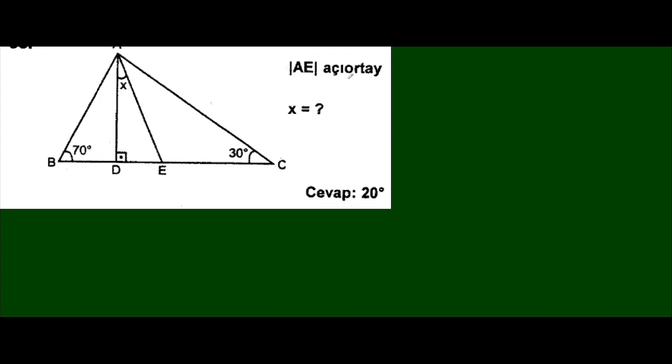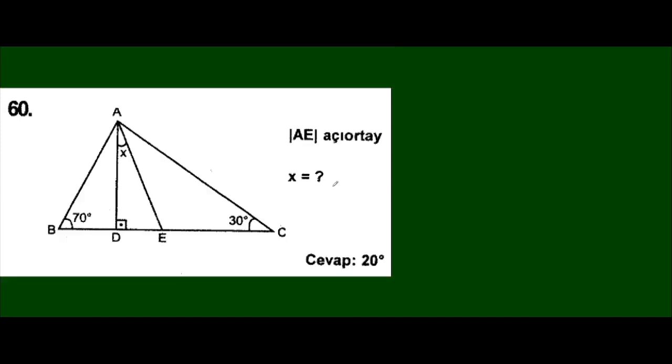It is given that AE is a bisector of the triangle ABC. It's not drawn accurately, but it is a bisector. These angles will be equal, and we know that.